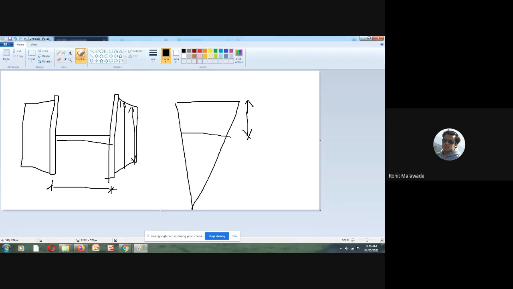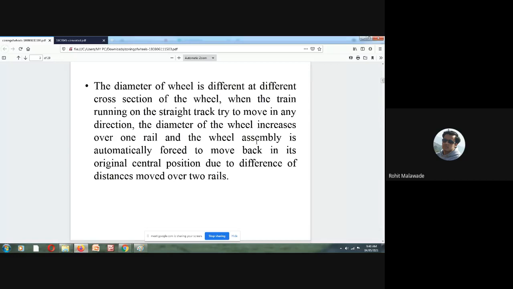So when it is going to move in and out, what is going to happen? The diameter is going to vary. I hope you are getting what is meant by varying diameter. See, here the diameter is less. Here the diameter is more. So what is happening is, when the train is running on a straight track, it tries to move in any direction.